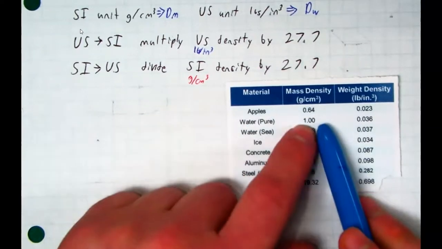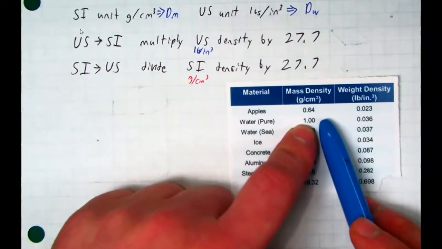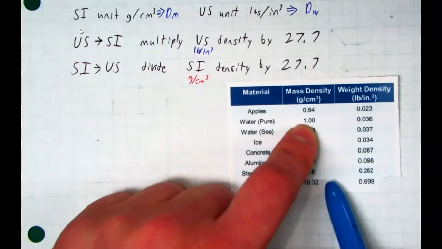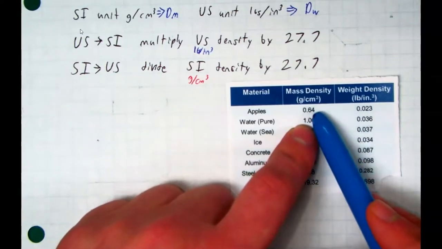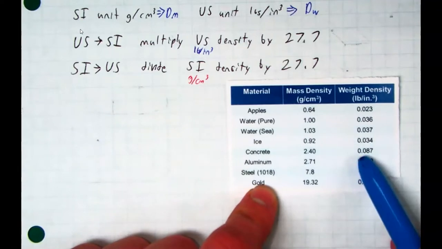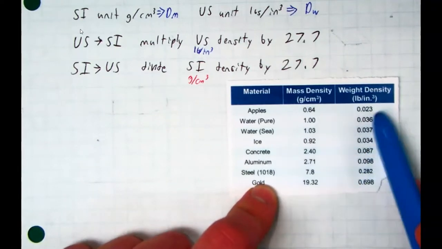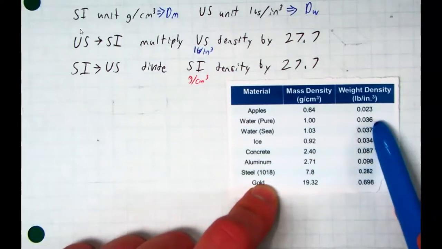Now, if something is more dense than water, meaning its density is a bigger number than water, it will sink. If it's less dense than water, it'll float. That's why apples float and concrete sinks. Now, notice in the U.S. system, the rule still applies. If it's a number bigger than the density of water, it will sink. Is 0.06 bigger than 0.03? Then it sinks. Too easy, too obvious?